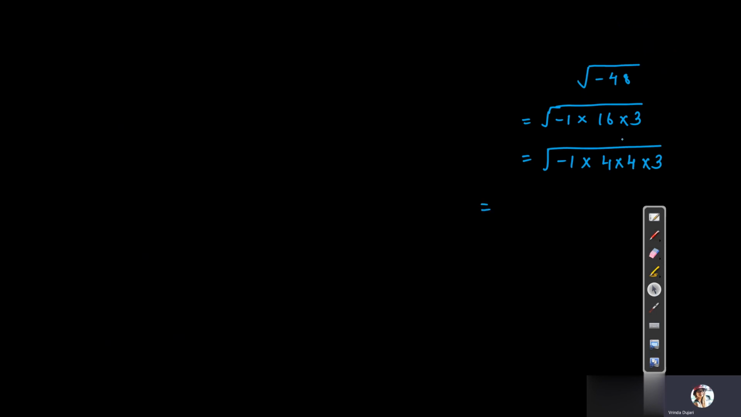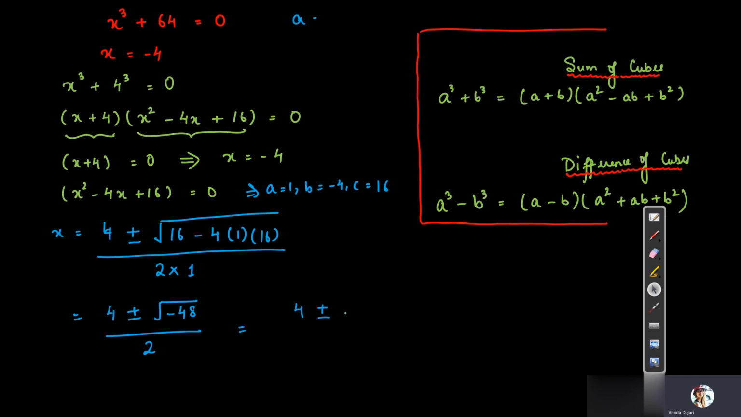Now I will bring all these terms out. So square root of negative 1, square root of 4 square, and square root of 3. So it's just i, and what will be square root of 4 square? Oh, wait, sorry, 4. Yes, 4, and this is square root of 3. So square root of negative 48 is 4 root 3i. Okay? Yeah. So we get 4 root 3 times i over 2.